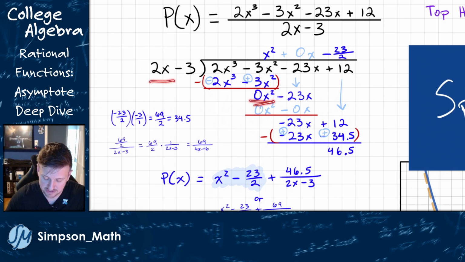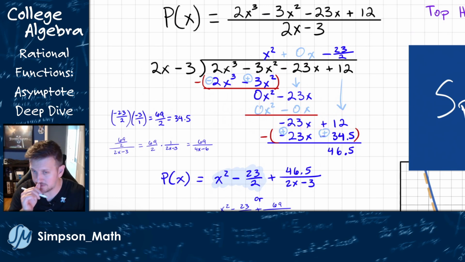So 2x times what is 0x squared? Well, that's just also going to be 0. And so when you distribute, you get 0. Basically, I'm imagining like the turn gets skipped, kind of. And now we're down here with negative 23x. I've dropped down my 12. 2x times what is negative 23x?